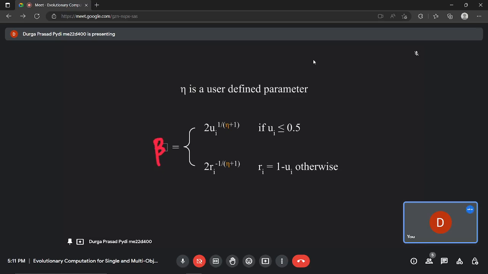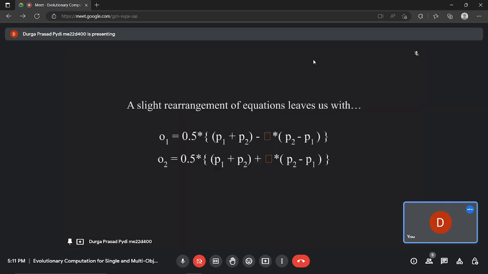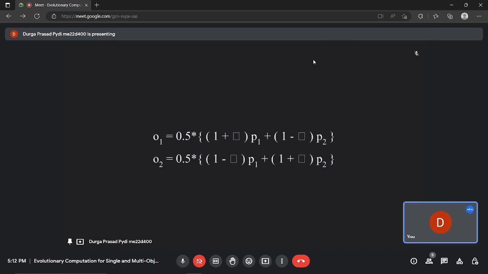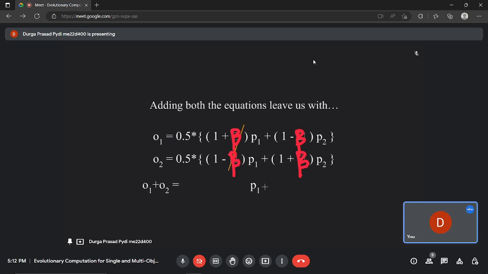So if you slightly rearrange this formula, this is what you end up with. And this is a formula we will be using to do the hand calculation for one of the optimization problems. Now if you add both these equations, you can see that O1 plus O2, the sum of offsprings, will be similar to the sum of parents. So this is the property we were discussing, that the average value before and after the crossover should remain the same.